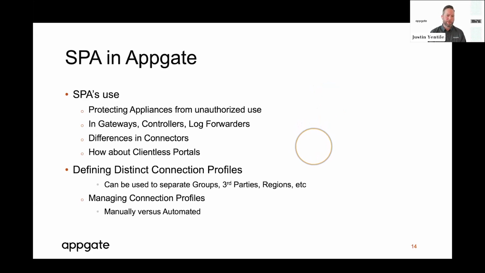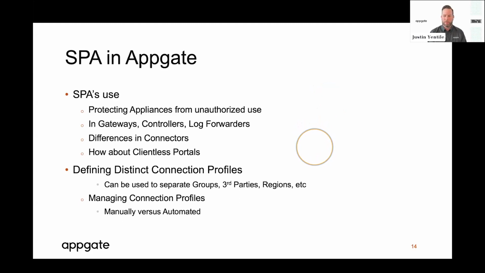And so in AppGate, we can also define distinct connection profiles. And this can allow you to define different SPA settings for each different type of user or group of users or different locations within your organization.